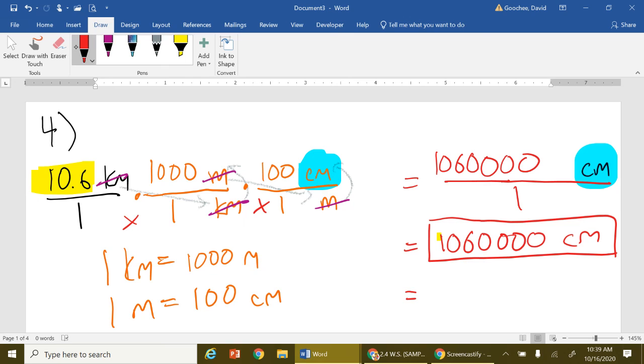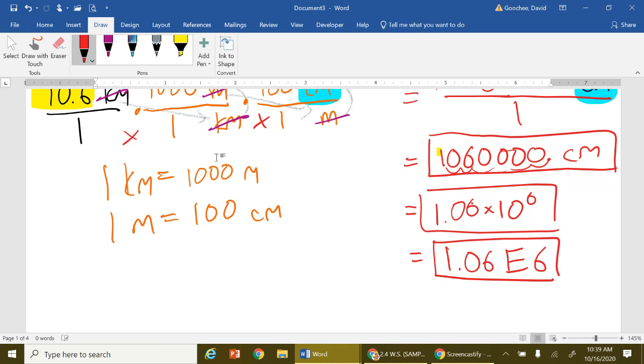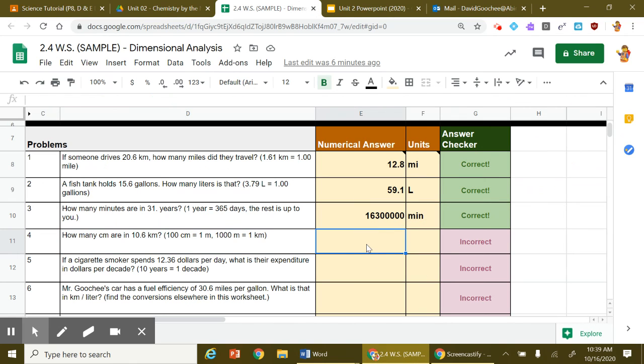Now, I don't like big numbers, so I could also do 1.06 times 10 to the 6th. All right, that's another way to write this answer. I don't know if it'll accept that in the answer checker. All right, maybe if you did 1.06 E6, let's try that. 1.06 E6. The answer checker accept that? 1.06 E6. Oh, no way. It did accept it. All right, that's great. So that works.